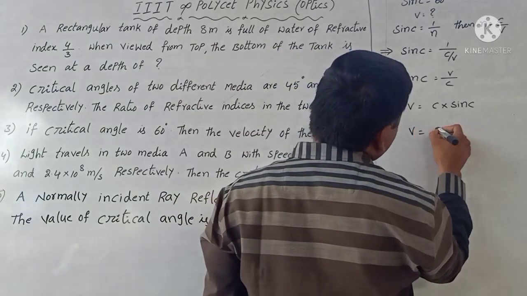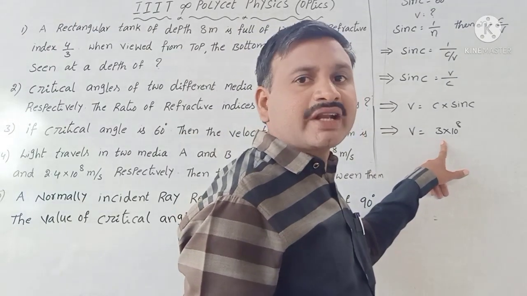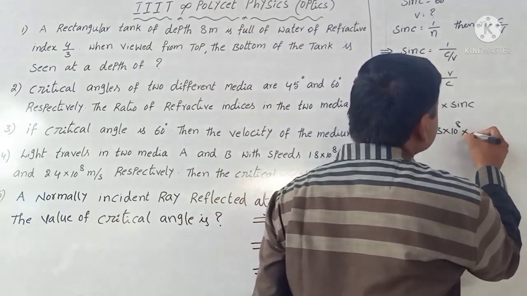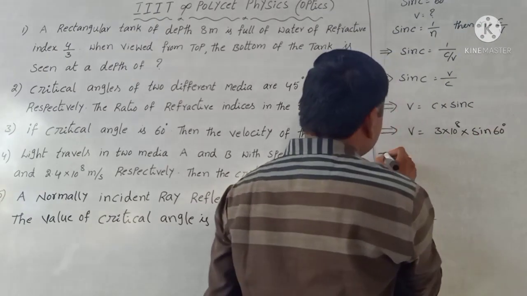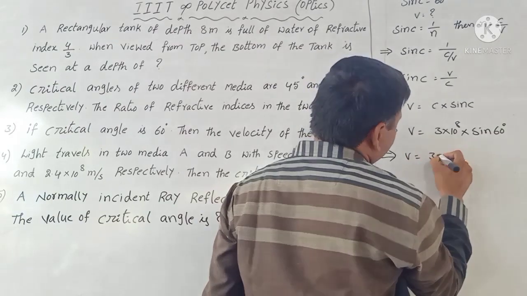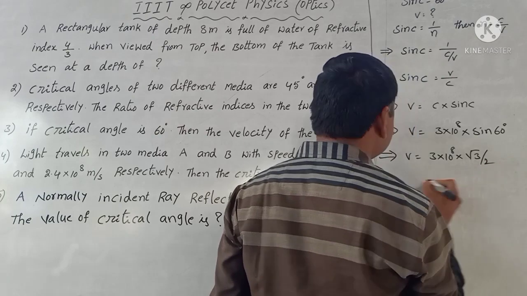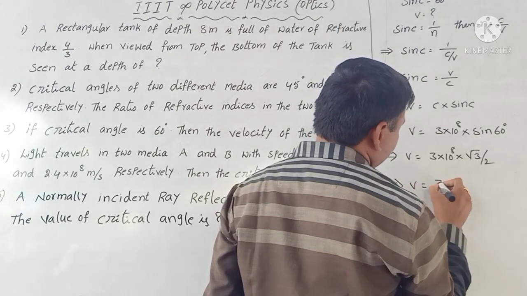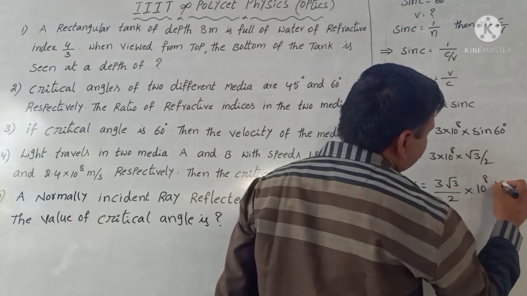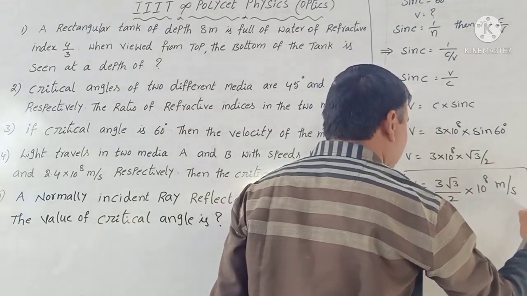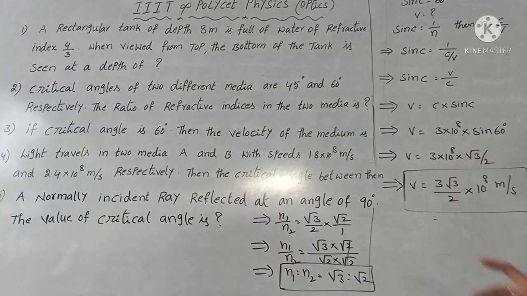v is equal to c, and you already know the c value. How much is the value? 3 into 10 power 8 meter per second into sin C. C means 60 degrees, sin 60. You already know sin 60 is root 3 by 2. So velocity of light is 3 root 3 by 2 into 10 power 8 meter per second. It is the speed of light in the medium. So it is the third problem.